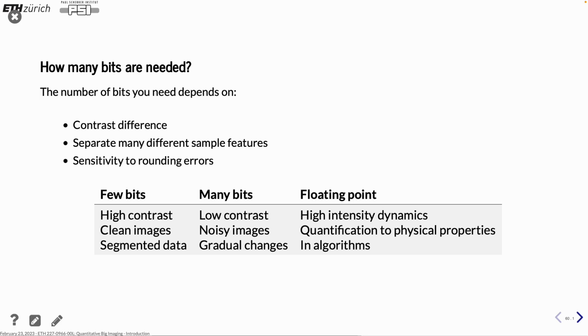Floating point is when you have really high intensity dynamics, and if you want to quantify physical properties from the gray levels. So what we do in neutron imaging, for example, is we very often try to quantify the amount of water in the sample from the gray level. And then, of course, floating point is very useful in algorithms. So you do the main computation in floating point, and then at some point you flip back maybe to 16-bit when you store it.